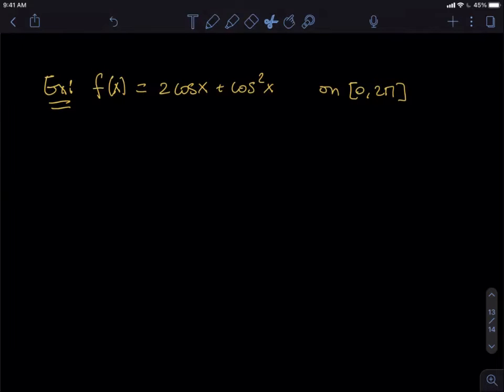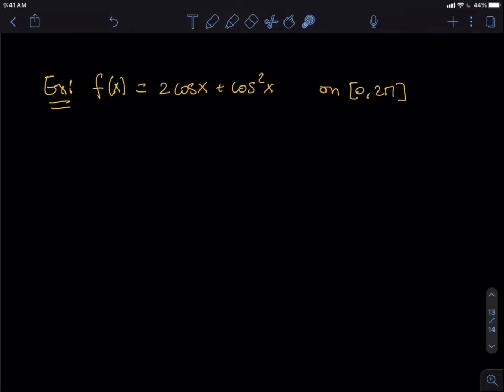Let's do a more complicated example. So in this case, we have f of x, which is 2 cosine of x plus cosine square of x. And the problem says to graph it, to sketch it on 0 to 2 pi. That is because it's clearly a periodic function.